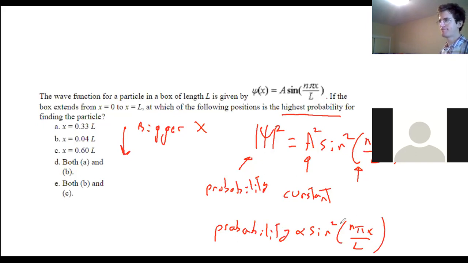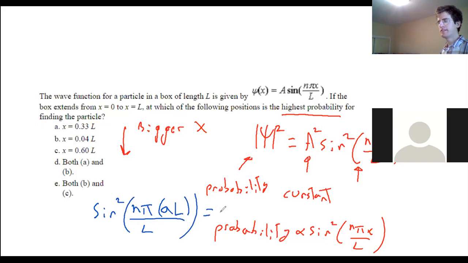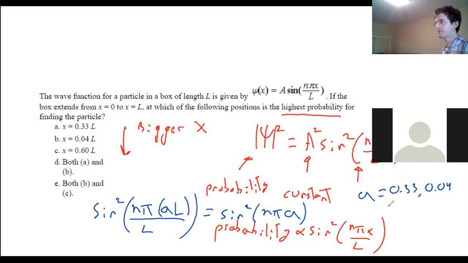So the biggest one is, if you compare the different answers, you can plug in here n pi and any number times x. I'm just going to make up a new constant, call it A, and so this becomes sine squared of n pi times A. For options A, B, and C, A would be 0.33 for option A, 0.4 for option B, and 0.6 for option C. And basically, to get the biggest probability, we want to make the sine as big as it can be. So we should pick the bigger number, which would be option C.